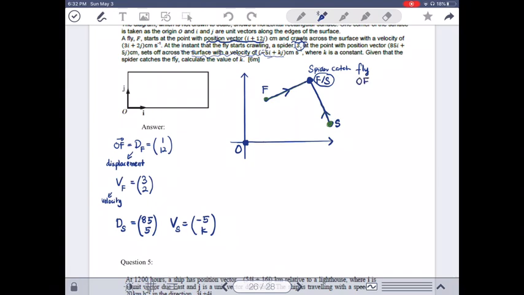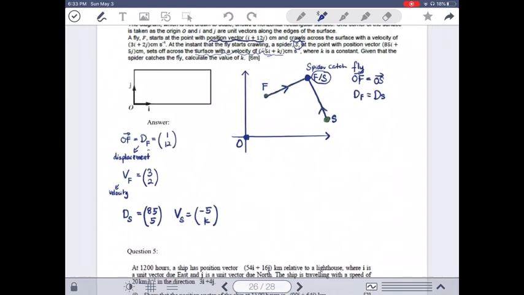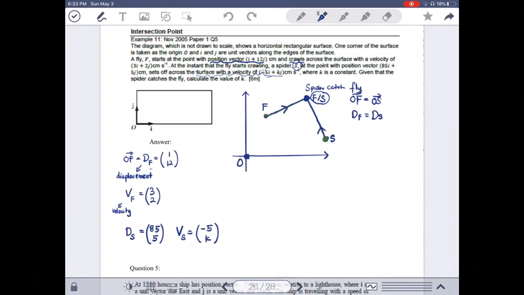So I would say at the moment when the spider catches the fly, the displacement vector of the fly is just equal to the displacement vector of the spider. And just now we described displacement as df is just equal to the displacement of the spider at the moment when the spider catches the fly. Okay. Given that the spider catches, so I calculate the value of k. So now we want to find the value of k.